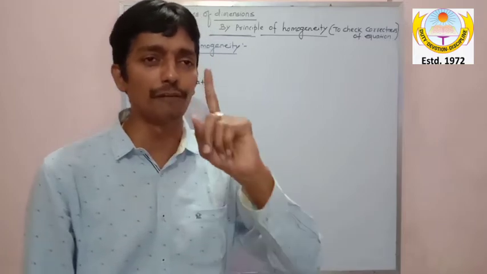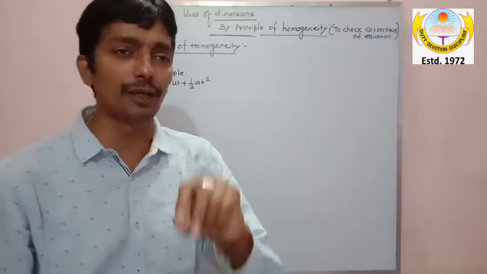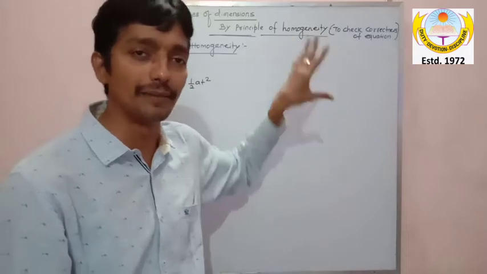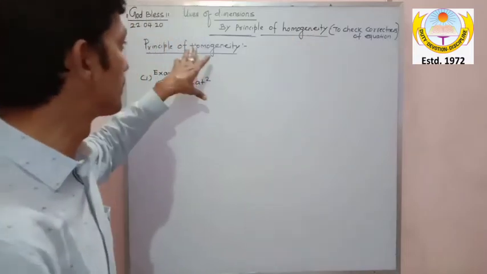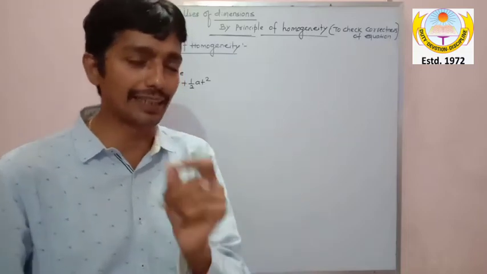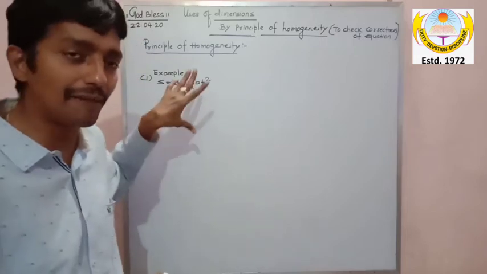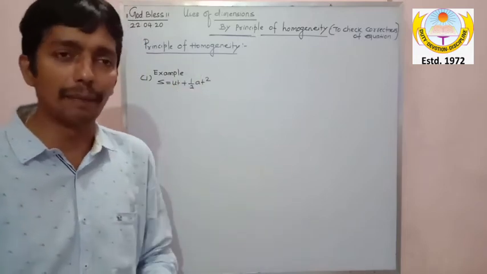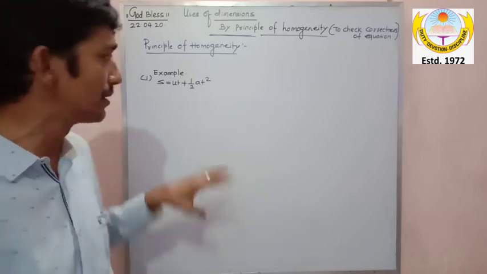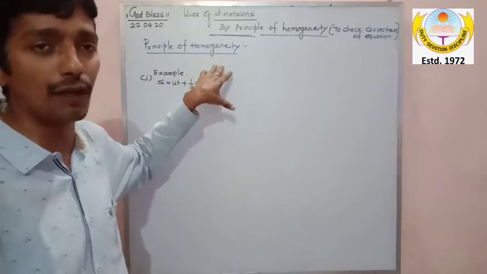I am sending you the video for the first use of dimension, and the first use of dimension is based on the principle, and that principle is called the principle of homogeneity. My dear, I will state this principle, what do you mean by the principle of homogeneity? For that I have taken some examples. So first I will solve some examples, which are good, important, standard examples. Through the examples, we will get the knowledge about the principle of homogeneity.